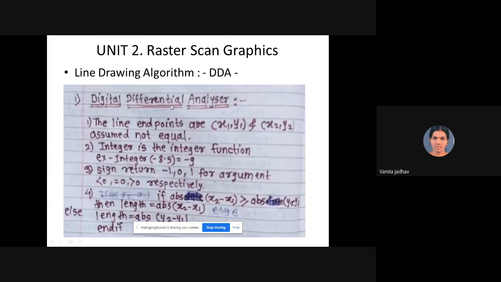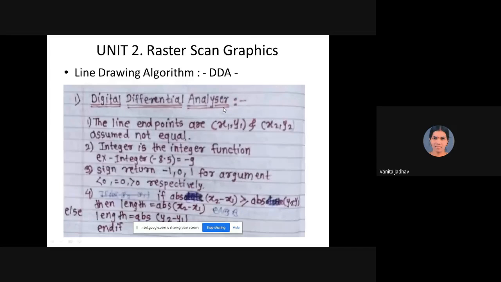So we are taking the help of differential analyzer. So what is differential analyzer? That is, we are taking the help of difference. For example, delta x. So what is delta x? For example, if two elements are there having x coordinate x1 and x2, so we'll take the difference x2 minus x1. So that is nothing but the delta x. So in this algorithm, we are using delta x, delta y, etc. So that's why it is called a digital differential analyzer.